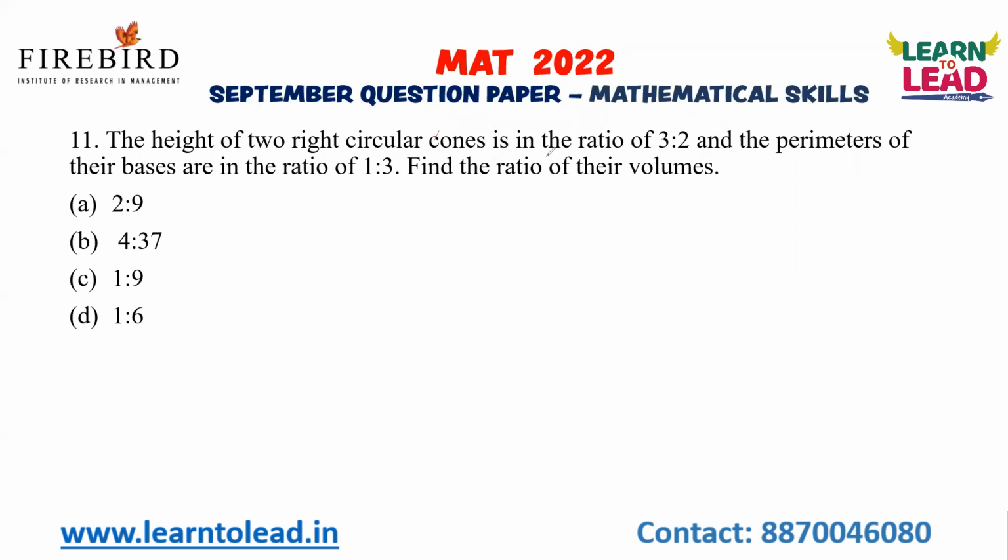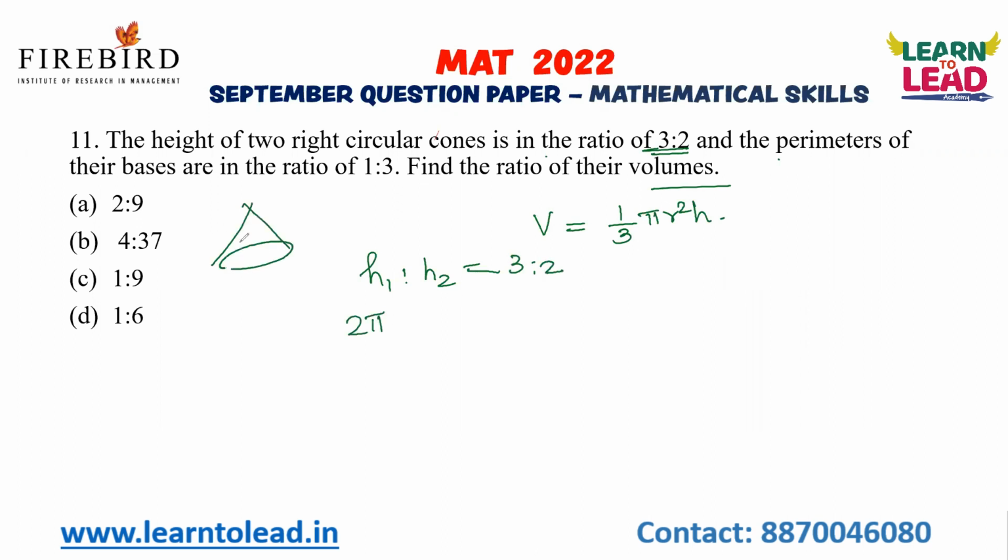The heights of 2 right circular cones are in the ratio 3:2, and the perimeters of their bases are in the ratio 1:3. I've seen the word itself and I come to understand it's a question based on mensuration, and the volume of the cone is nothing but 1 by 3 pi r square h. They have given the height ratio h1 to h2 as 3:2, and the perimeter of the circular base. The cone has a circular base, right? So the circumference formula is 2 pi r.